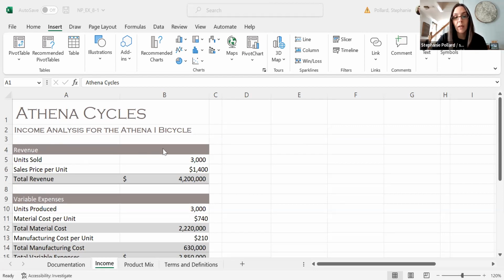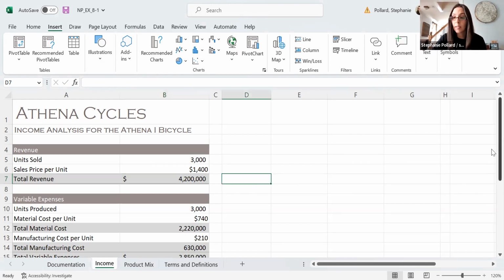The other thing that we have here is that Athena is currently selling this bicycle model for $1,400. So if we think about revenue, our revenue is just the number of units sold times the sale price. You have that here, and you can see the formula is just B5 times B6. So our total revenue that we'll be bringing in from sales is $4,200,000.